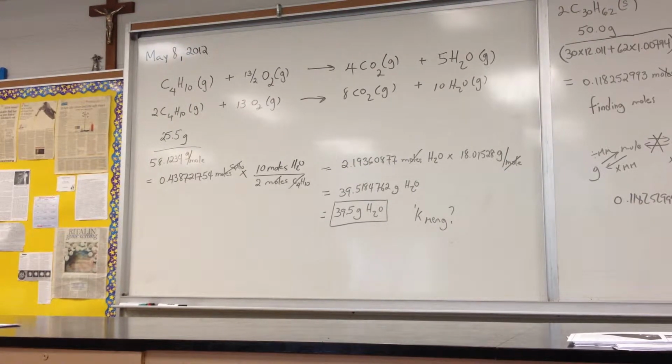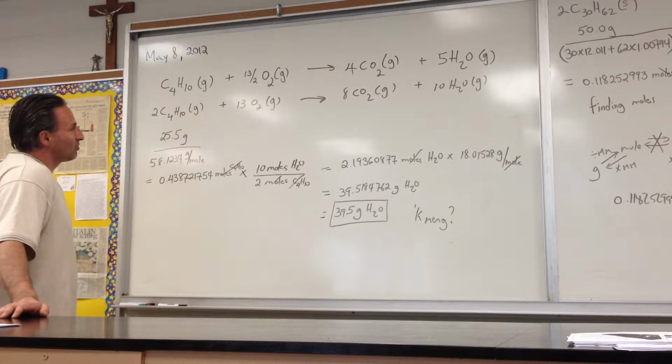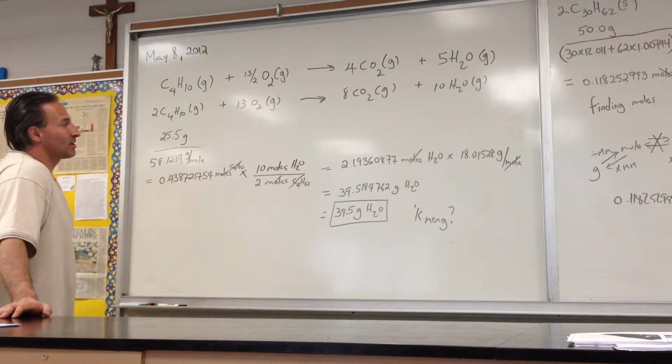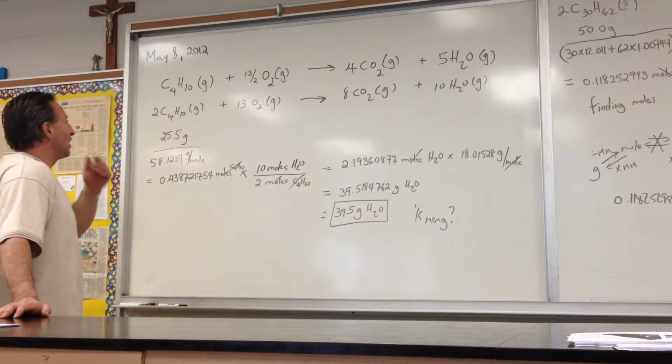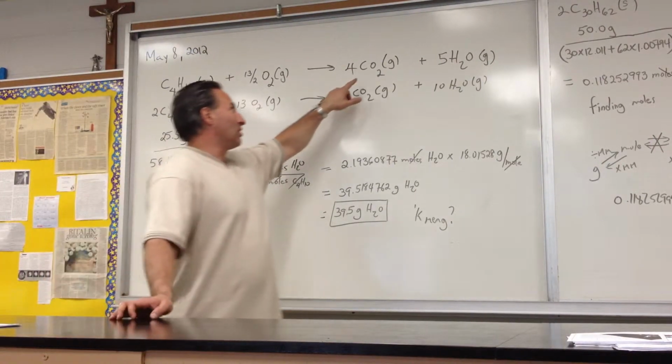In this lesson, we're looking at the stoichiometry of a combustion reaction. We see that butane is being burned in the presence of oxygen to give carbon dioxide and water, as always happens with hydrocarbons. When I balanced it alphabetically, I started off with CO2.